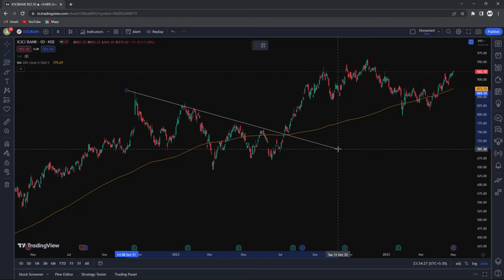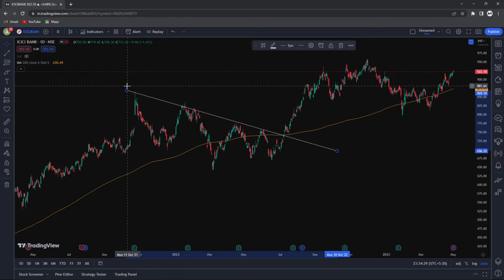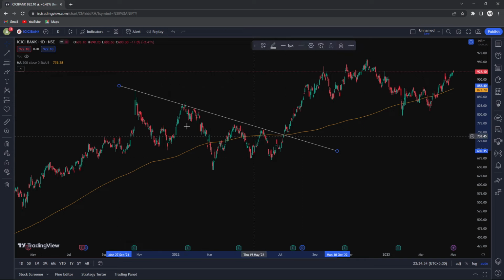See, yeah, let's adjust the trend line. See that this is what's happening here. There is a trend line here. It has touched down. It's respecting the trend line. It's touching the trend line, bouncing down, touching the trend line, bouncing down.